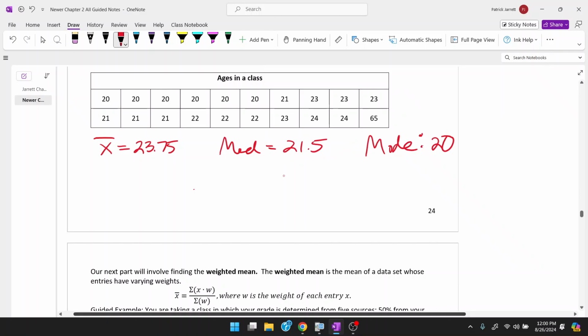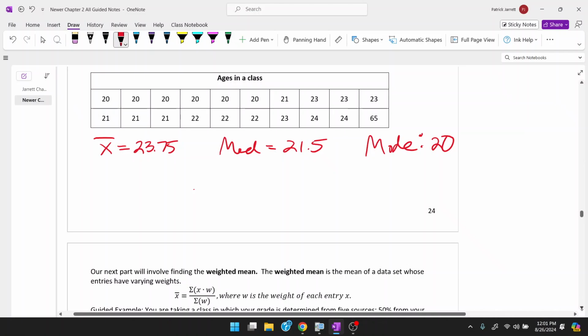Now, why do you think the mean is somewhat noticeably higher than the median? That 65-year-old would be a possible outlier. And we're going to talk about outliers a little bit later today, hopefully. We'll probably hit outliers. But for now, we're going to hit weighted means.